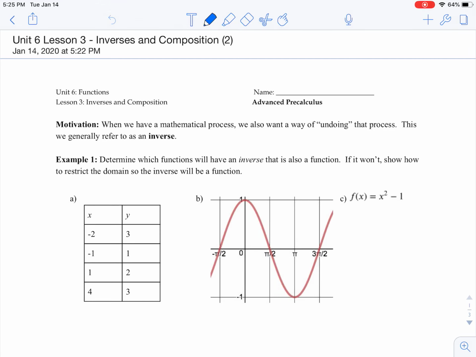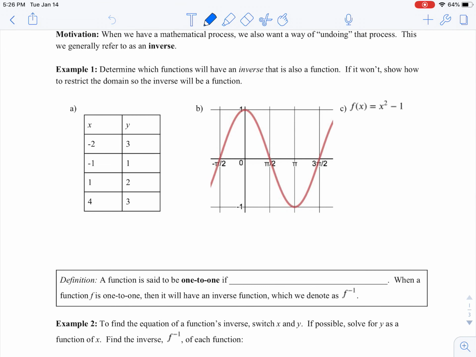Okay, so let's go ahead and go through these notes. When we're talking about inverses, we're trying to do this because we want to think of being able to undo a process. We call that an inverse. I just want to remind you that this is different than a reciprocal. We're not just putting one over the function, we're trying to find a function that kind of undoes our function.